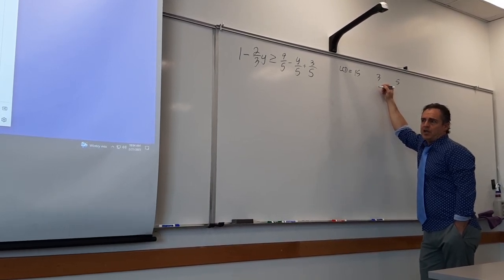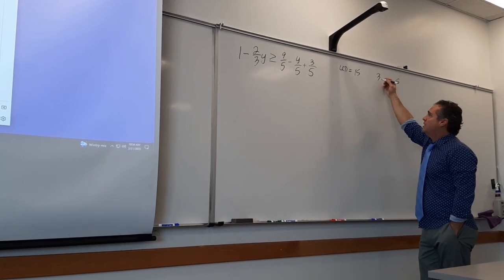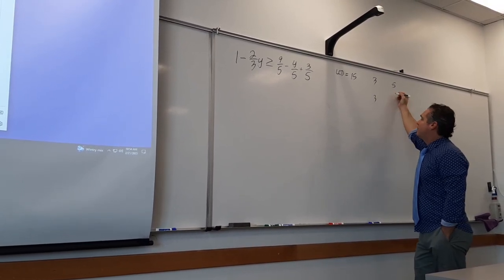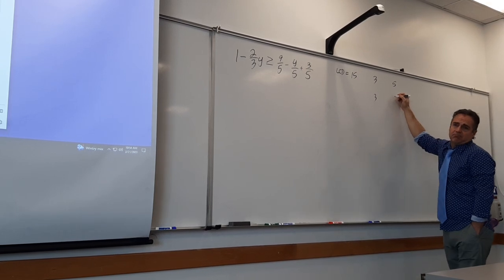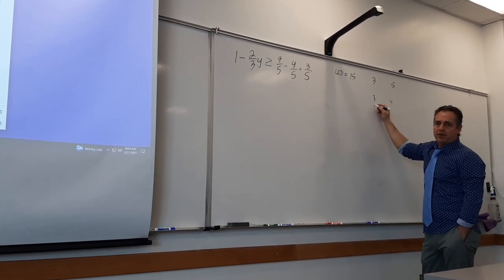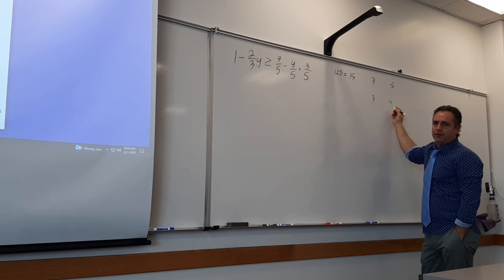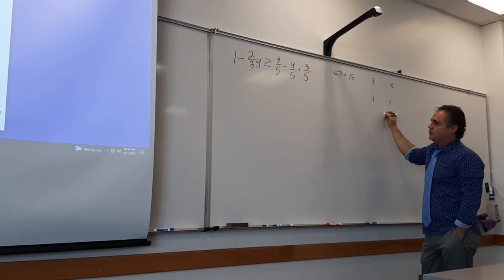It's nothing. It's itself, right? Prime factorization of 3 is 3. Prime factorization of 5 is 5. How many times does 3 appear here? Once. How about here? Once. Well, here is 0. So we count it once.